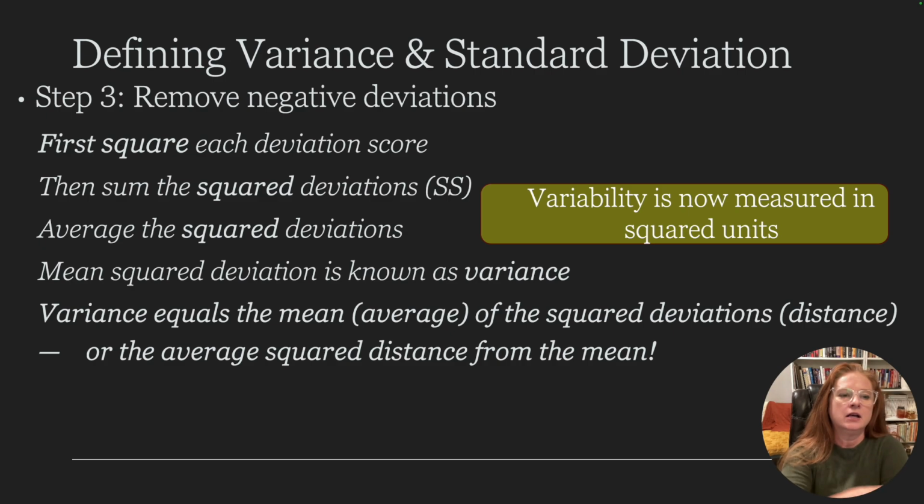So number 1, square each deviation score. After you square it, add them up. So sum it. And that's where we get the idea of sum of squares, or SS.